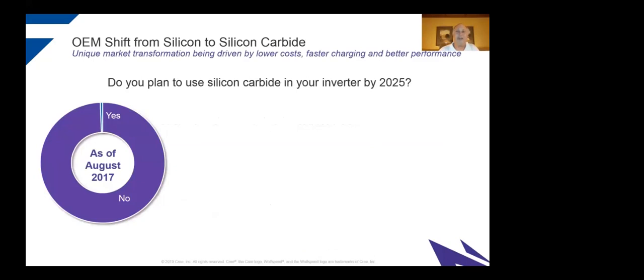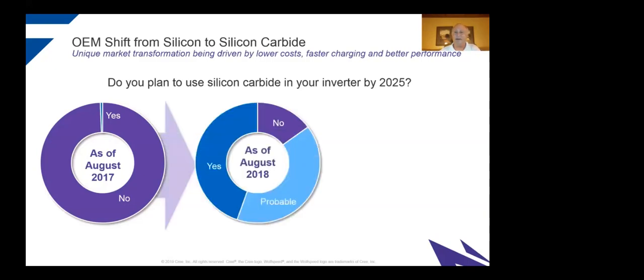So to show the change that has happened over the years, we were out talking to automotive companies back in 2017, asking the question, do you plan to use silicon carbide in your inverter by 2025? In 2017, the answer from most was no. The fear was about reliability, cost, and a number of issues. But there was one notable automotive company that was saying yes. And as most of us know today, that was Tesla. Tesla is now shipping silicon carbide in its inverter for the Model 3, the Model S, and the Model X. That gained a lot of attention.